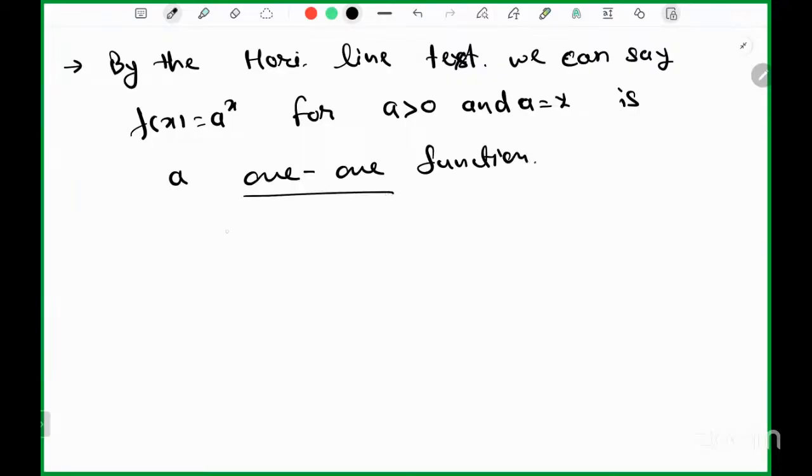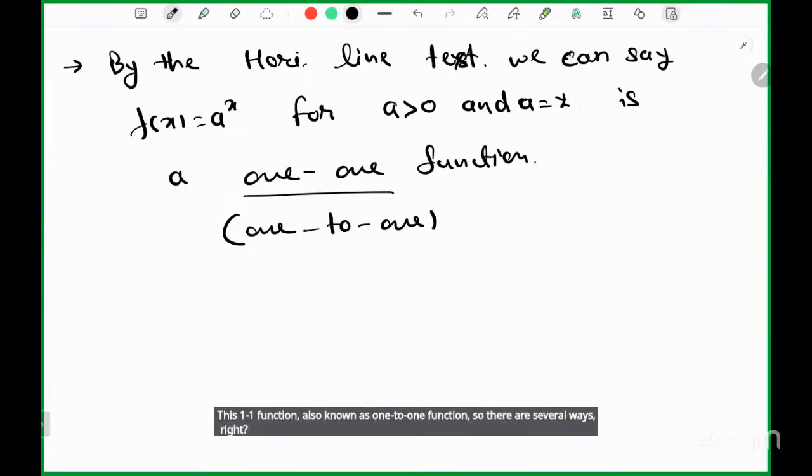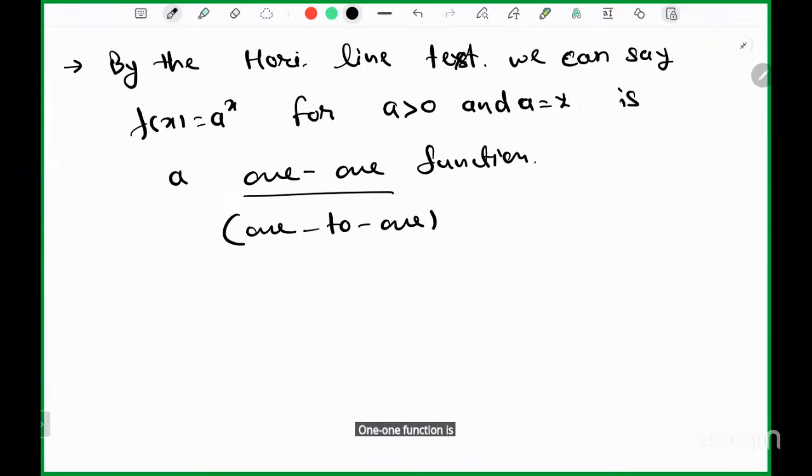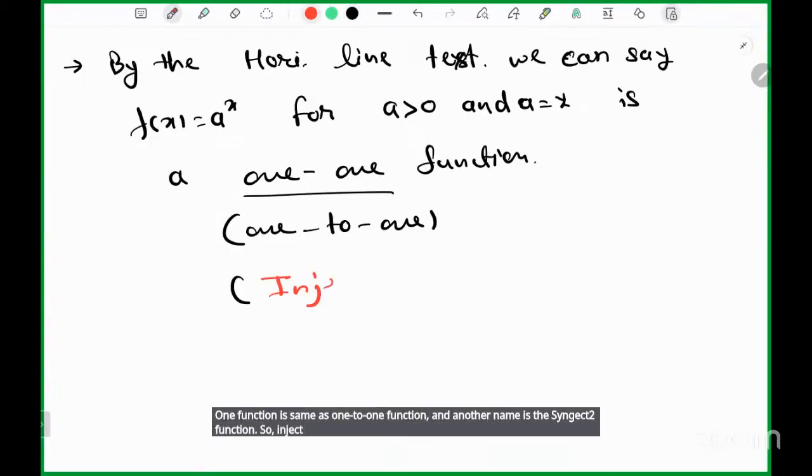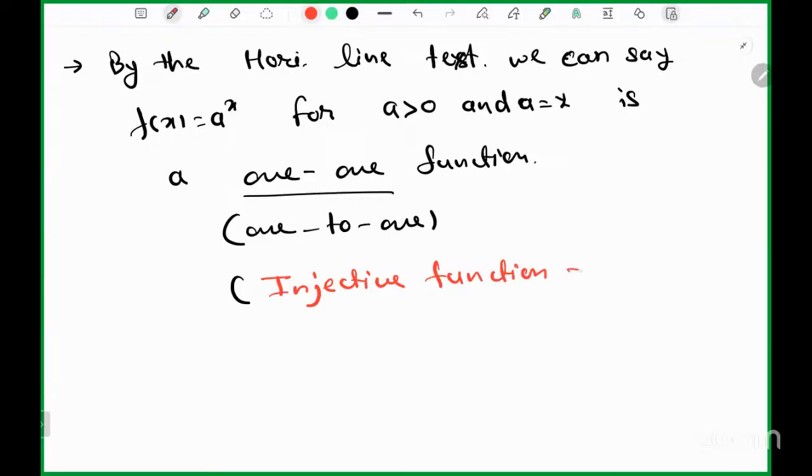This 1-1 function is also known as a 1 to 1 function. There are several names, actually. A 1-1 function is the same as a 1 to 1 function, and another name is injective function. So injective function means 1-1 function. Injective functions are the same as 1-1 functions.